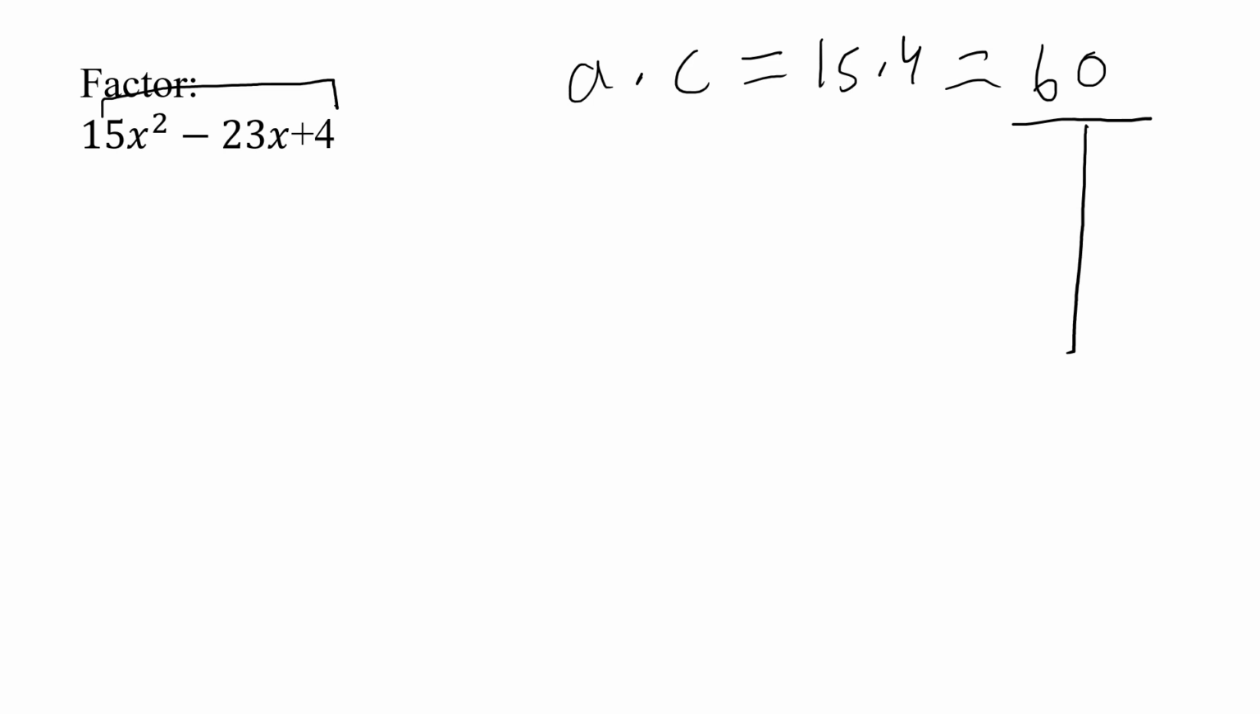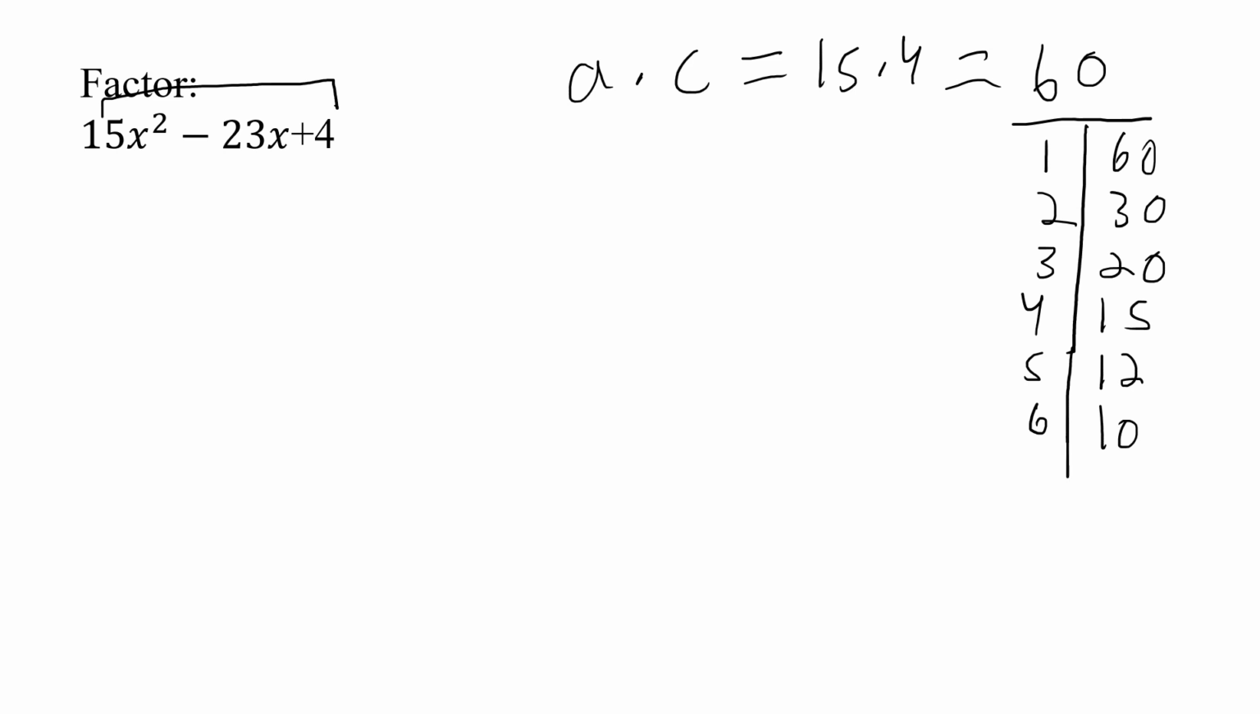So let's list our factors of 60. We've got 1 and 60. We've got 2 and 30. We've got 3 and 20. We've got 4 and 15. We've got 5 and 12. We've got 6 and 10. 7 doesn't, 8 doesn't, 9 doesn't, and we end up back at 10.